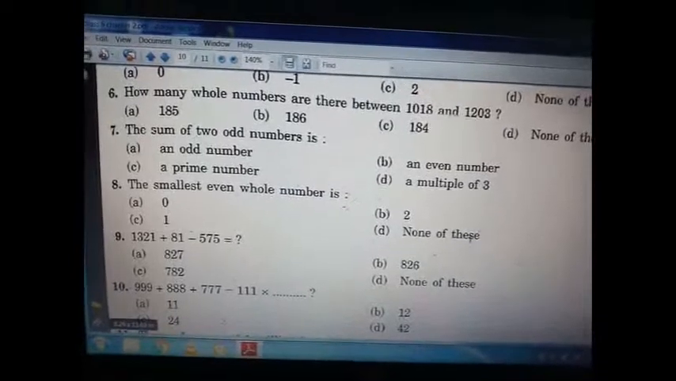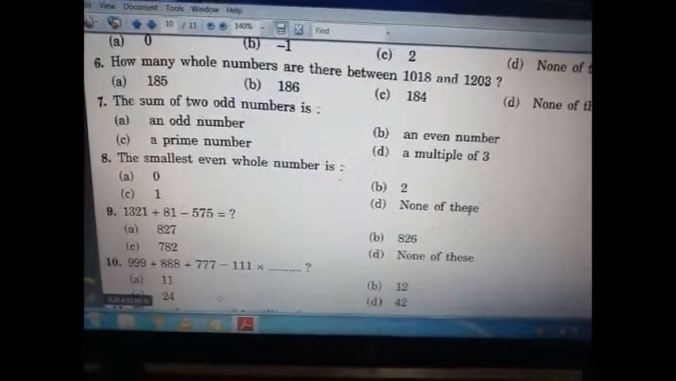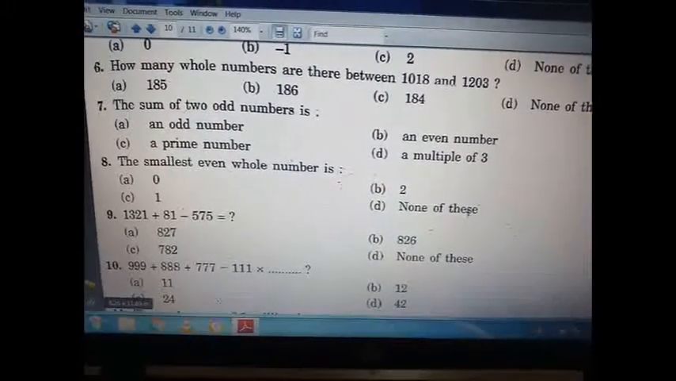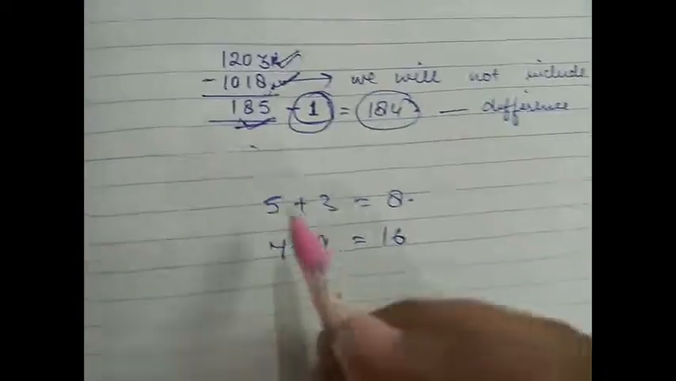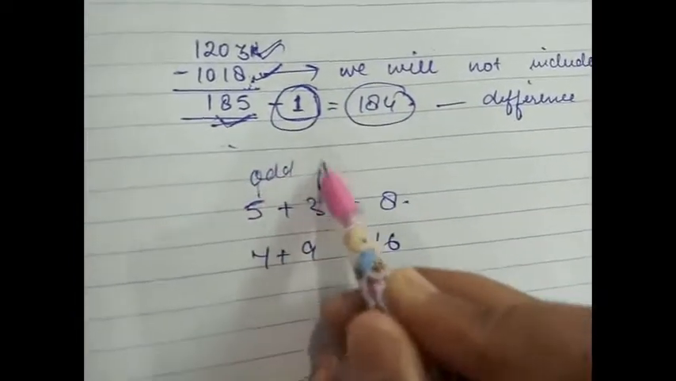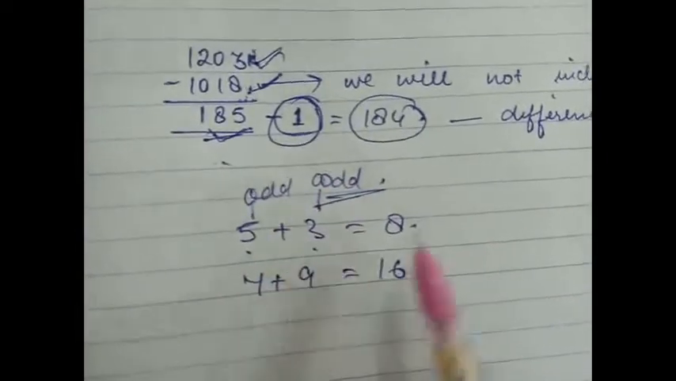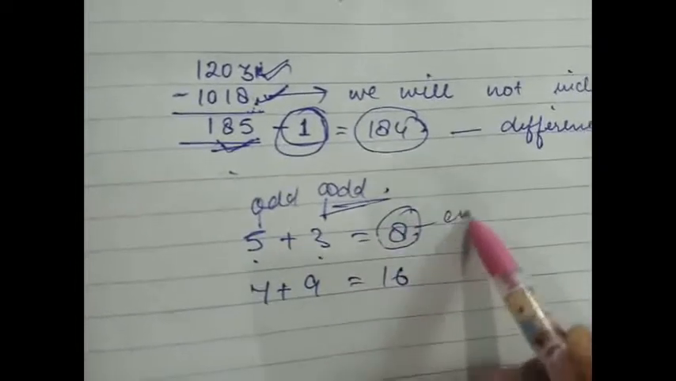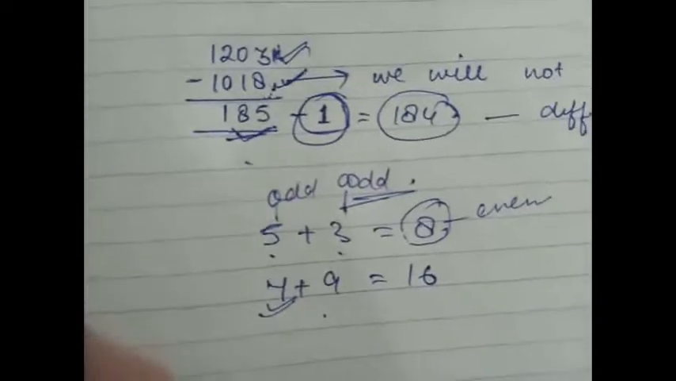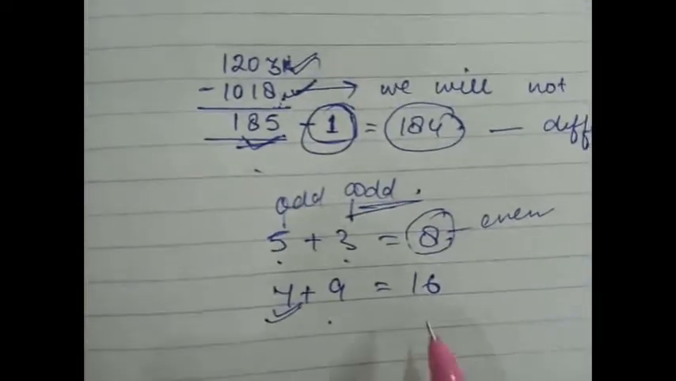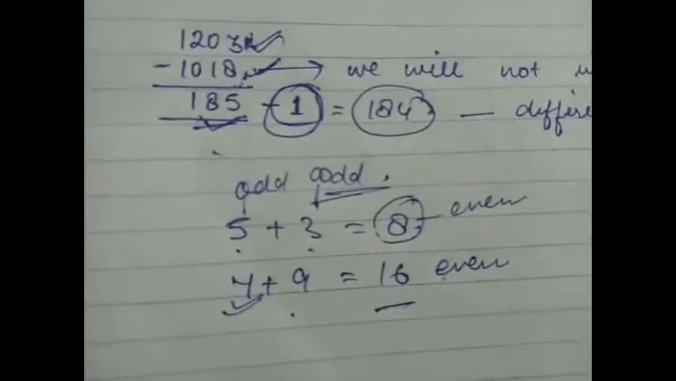Now question number 7, the sum of two odd numbers is. It will definitely be option B, an even number. We will see this by an example. You can see that this is an odd number and this is also an odd number. If we add these two, we get 8 which is even. Here it is 7 which is odd and 9 which is odd, but the answer we get is 16 which is even. So we will go with option number B.